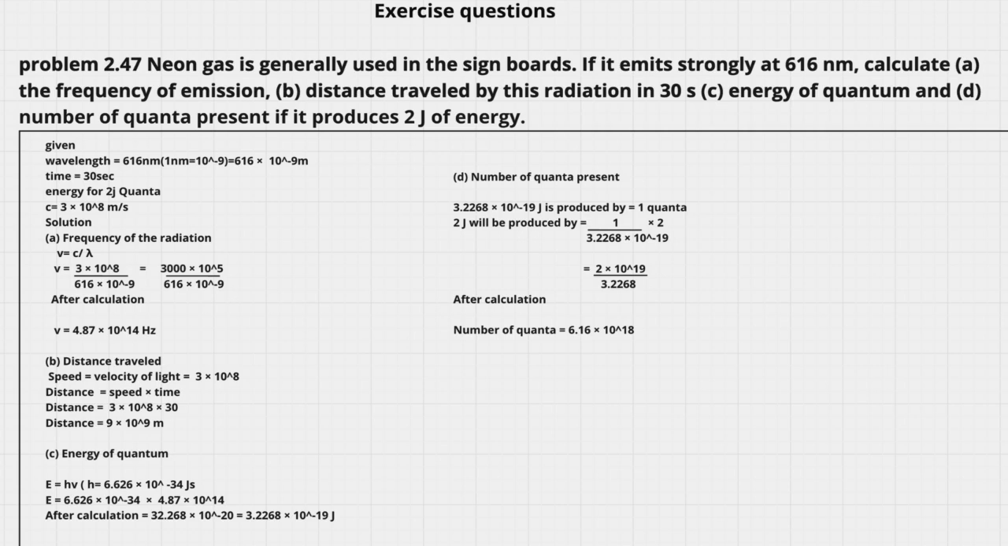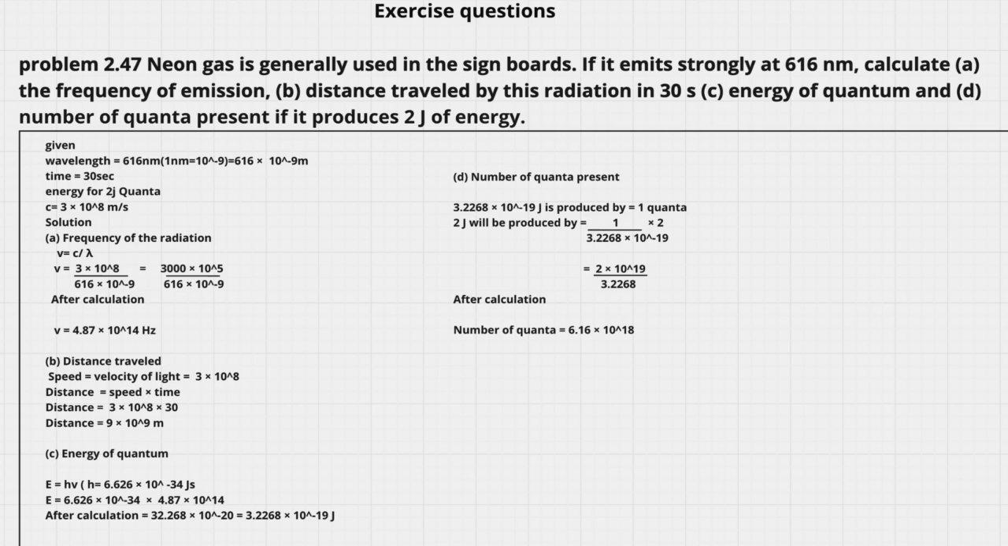Given wavelength equals 616 nanometers. 1 nanometer equals 10^-9 m, so wavelength is equal to 616 times 10^-9 m. Time equals 30 seconds. Energy for quanta is 2 joules. C equals 3 times 10^8 meter per second.